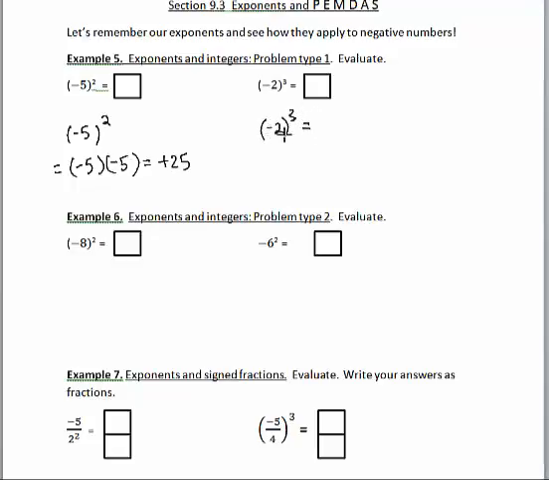So negative 2 to the third power would be 3 negative 2's multiplied together. 2 times 2 times 2 is 8, and now we count the negatives. There's 1, 2, 3, and 3 is an odd number, so 8 should be negative.